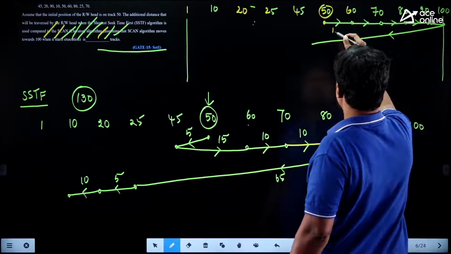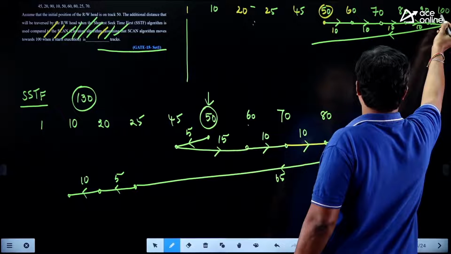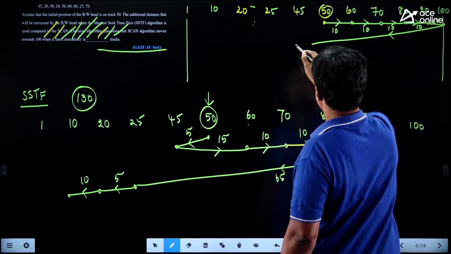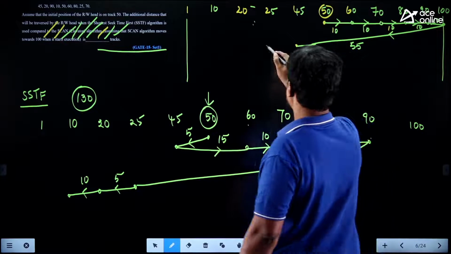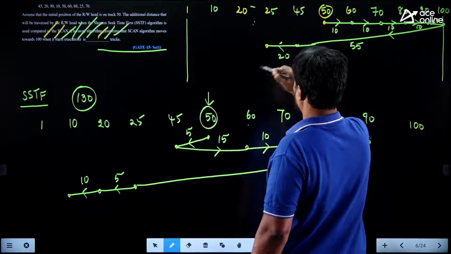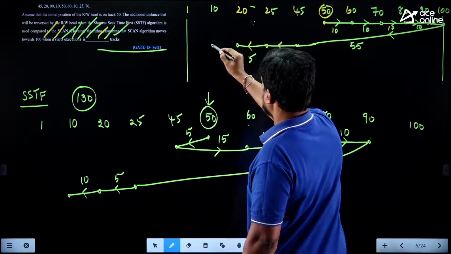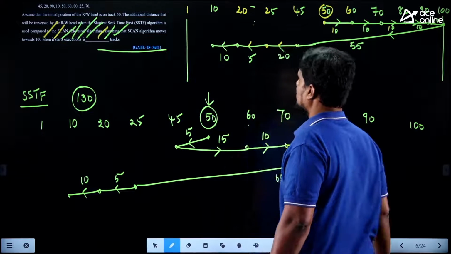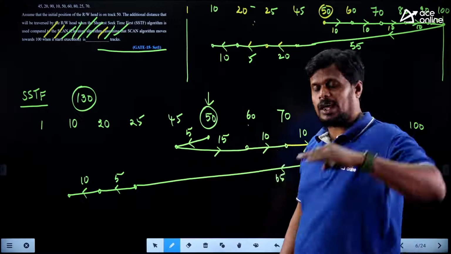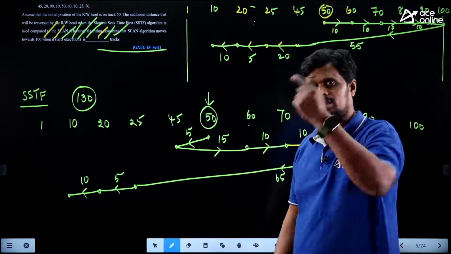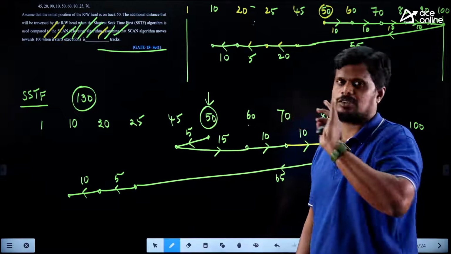So now this is 10, 10, 10, and 10. Now 100 to 45, how much is it? 55. And 45 to 25, how much is it? 20. Then 25 to 20, how much is it? 5. Then 20 to 10, how much is it? 10. And it won't touch the next end point. Only in the direction in which it is traveling initially, in that direction only the end point can be touched by the disk head when we apply the SCAN scheduling algorithm.